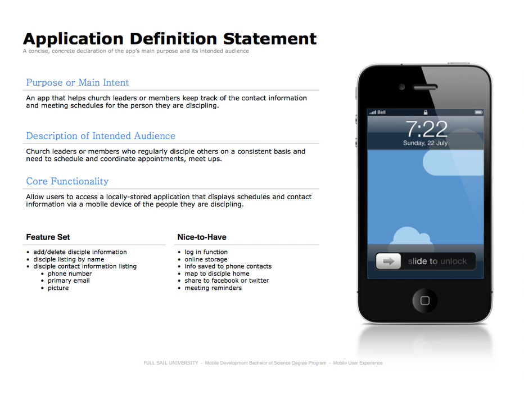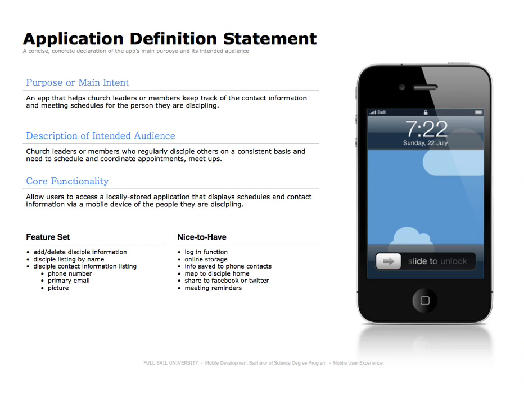The purpose of it is it's an app that helps church leaders or members keep track of the contact information and meeting schedules for the person they are discipling. This really is intended for church leaders or members, because they don't have to be leaders, who regularly disciple others on a consistent basis, and they need to schedule and coordinate appointments or meetups or meetings, and they definitely need that contact information readily available.